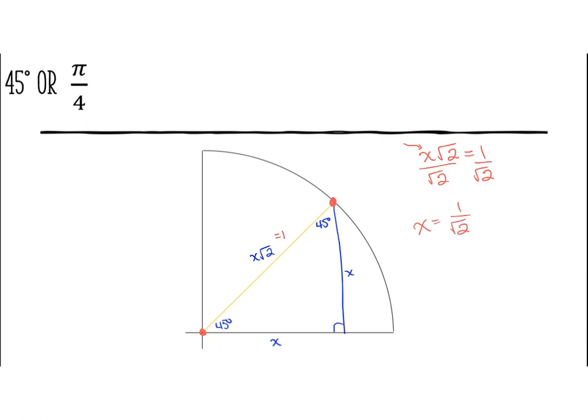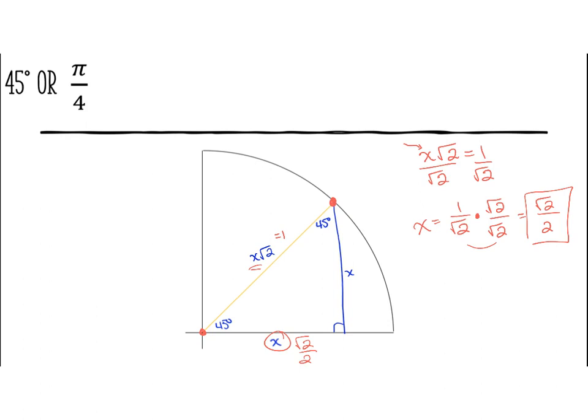Now we know our rule, we can't have a radical sign in the denominator, so I'm going to have to rationalize. I'm going to multiply by an equivalent of 1. If I divide square root of 2 by itself, that becomes 1, so I'm not changing the equation. What I end up with here is 1 times the square root of 2 is the square root of 2. Square root of 2 times the square root of 2 in the denominator, the square roots cancel out and I'm left with 2. So my x is square root of 2 over 2, because that's what I solved for using my ratios.